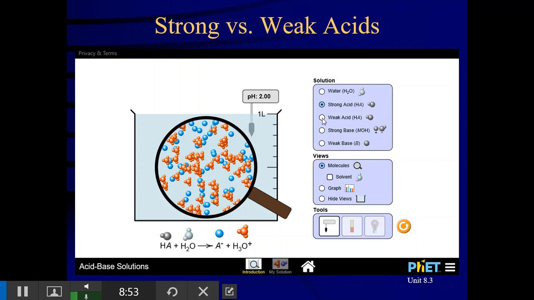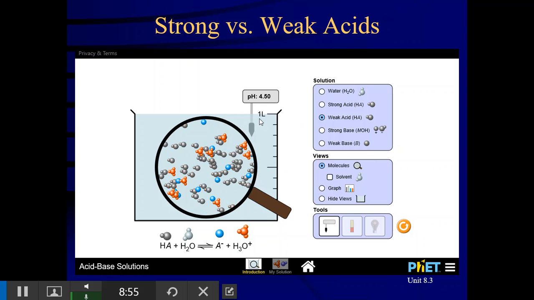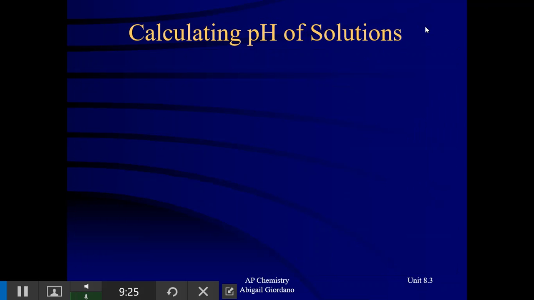Whereas look at a weak acid. Look at the pH first of all. It's still in the acidic range, but it's not as acidic as the strong acid was. And look at this visually. Look at how many H3O plus ions there are. Are there some? Yeah, but not nearly as many as there were. And that makes sense. Weak acids do not dissociate nearly as much as strong acids do. Okay, so I just wanted to show that to you visually.